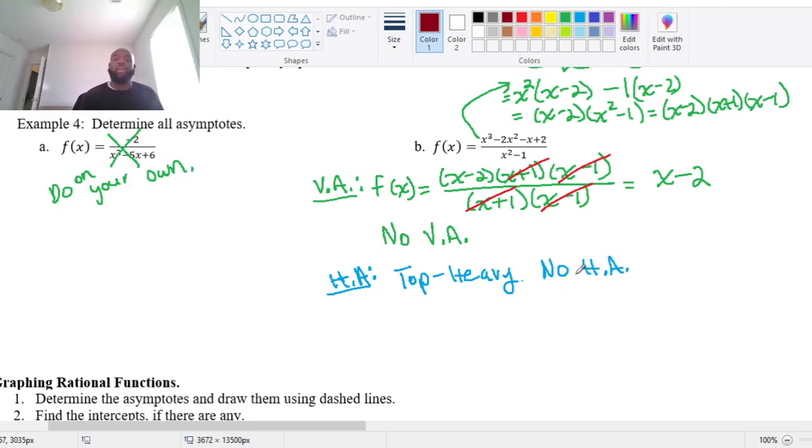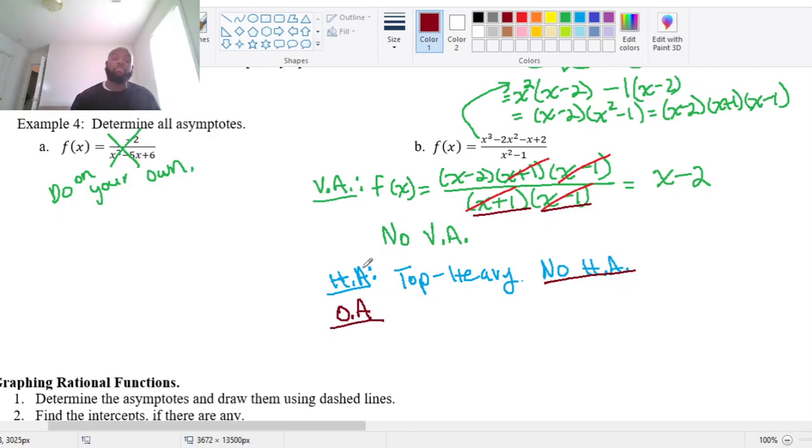So this is a kind of weird example, right? We go from having something that's rational. When we try to find our vertical asymptote, all of our denominators cancel, and we're left with something that looks like a linear function. It is a linear function, except that it's going to have holes, right? But there's no vertical asymptote. Not only are there no vertical asymptotes, but since this rational function is top heavy, there is no horizontal asymptote. And so the only other asymptote that we may have is an oblique asymptote.